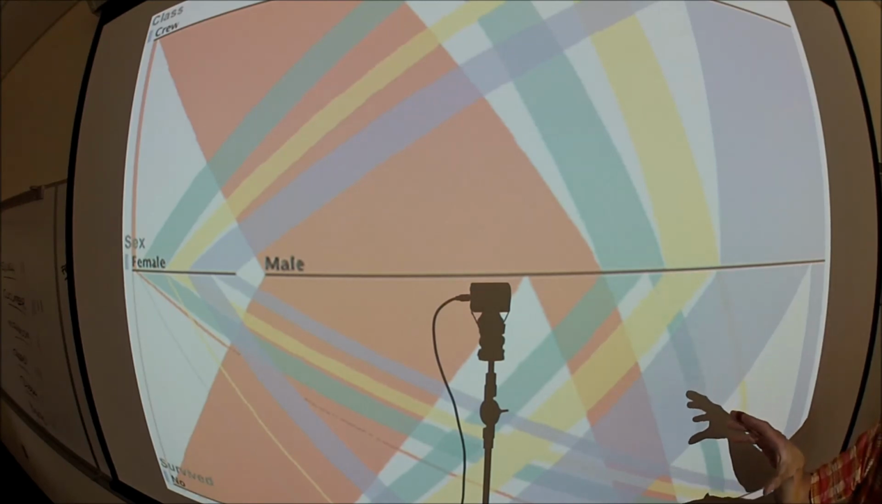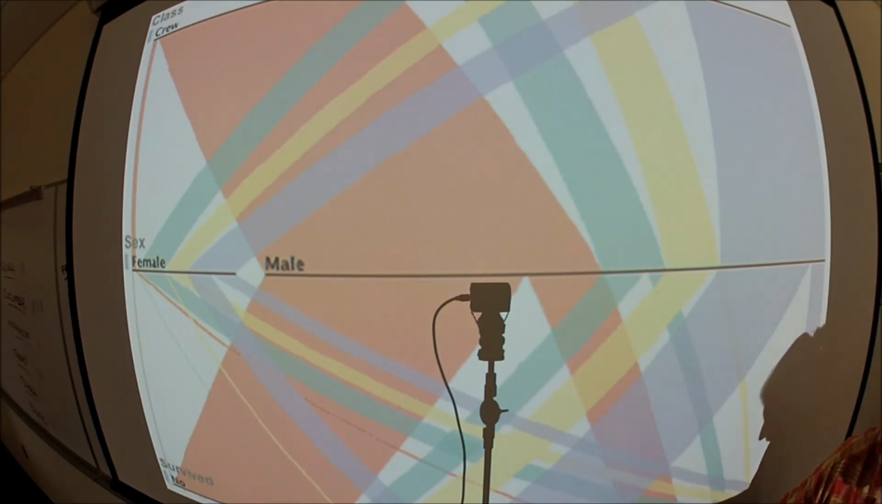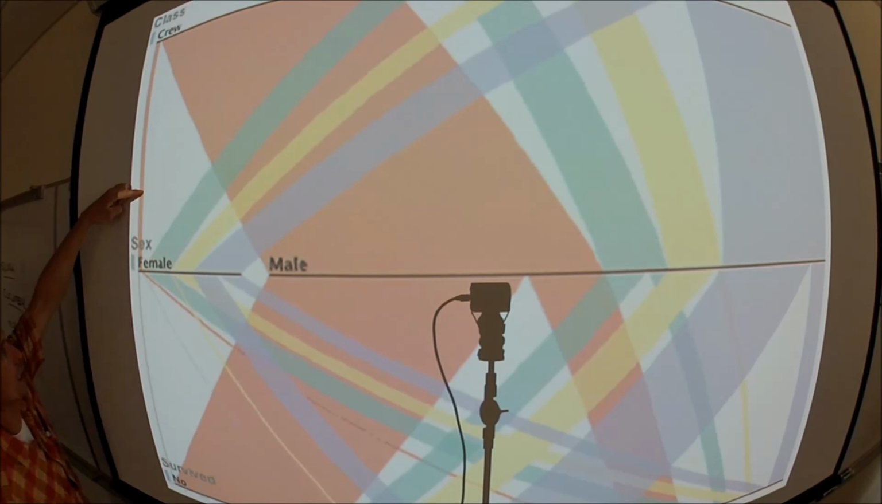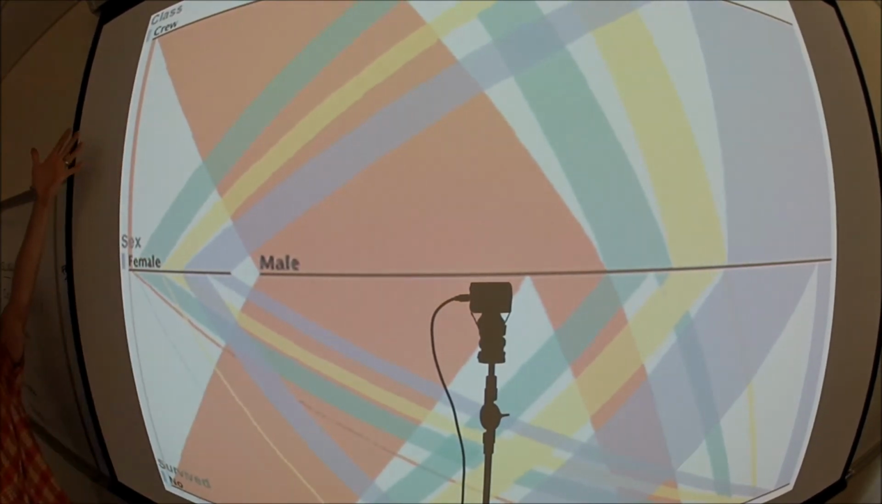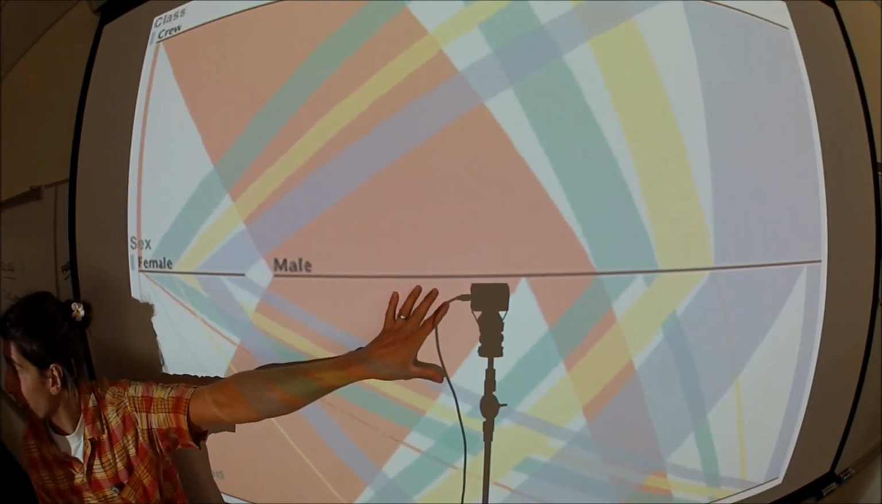Break it down by sex. They're all male. They're almost all male, aren't they? Look at this. There's a little sliver of pink out here that goes down to the females. But the vast 97, 98% of the crew were male.